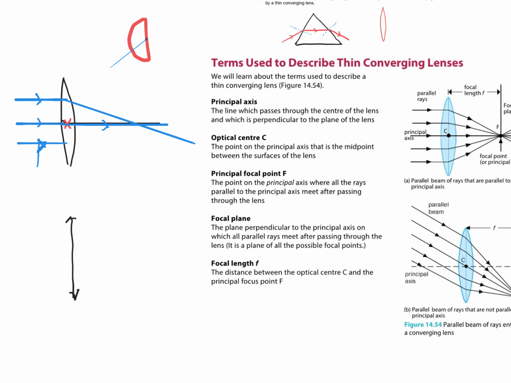I'm still adjusting my ruler. Just not working. Okay, something like that.